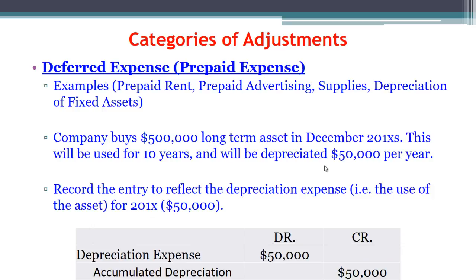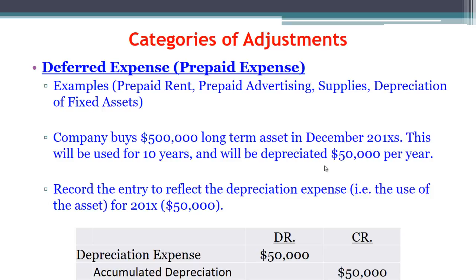Now the journal entry here for depreciation is a little bit different than the supplies journal entry. Yes, we are still debiting an expense, in this case depreciation expense for that asset, $50,000, but the credit in this journal entry does not go to the asset itself. Instead, it goes to what is known as a contra asset. A contra asset just means it offsets the asset. Think of contra as opposite or offset. It's an opposite of the asset, so it has the opposite normal balance.